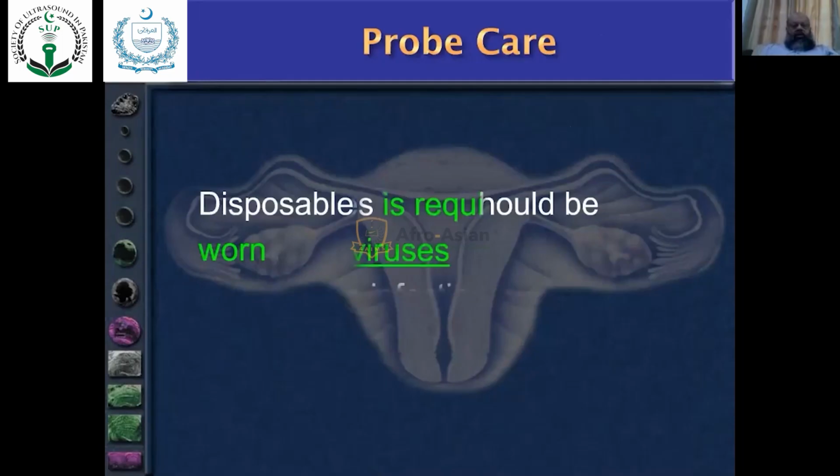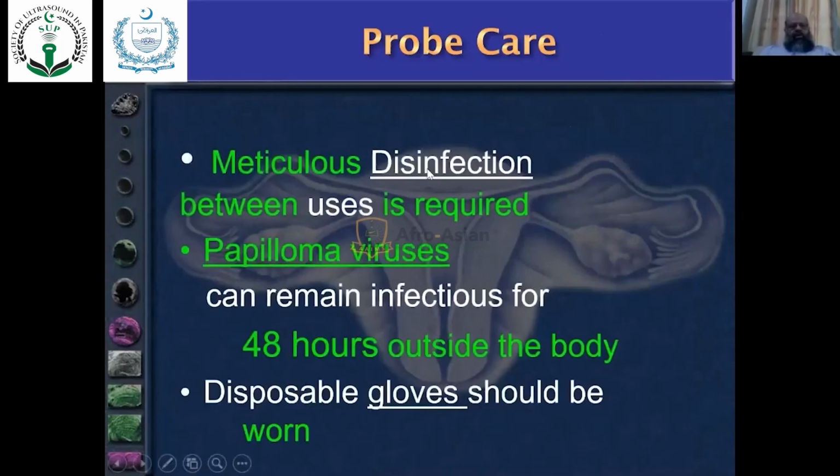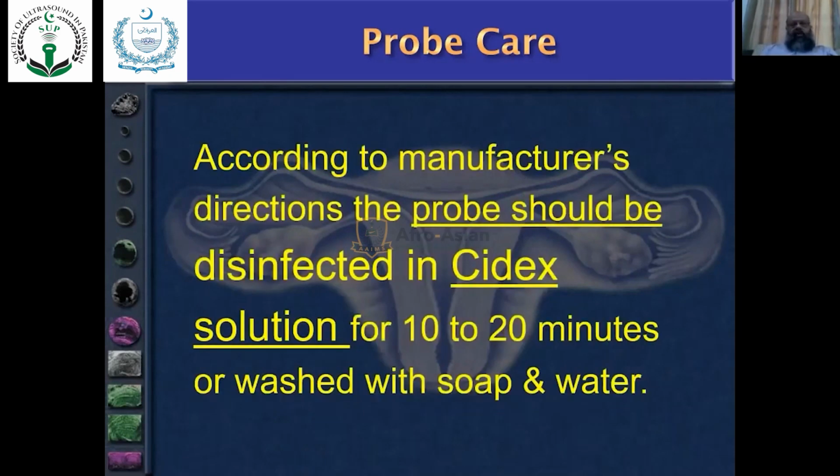Disposable gloves should be worn because meticulous disinfection between uses is required, and papilloma viruses can remain infectious for 48 hours outside the body. So it is better to have disposable gloves to avoid any infection. According to the manufacturer's directions, the probe should be disinfected in Cidex solution for 10 to 20 minutes or washed with soap and water. It depends upon the instructions of the manufacturer of the machine or transducer.